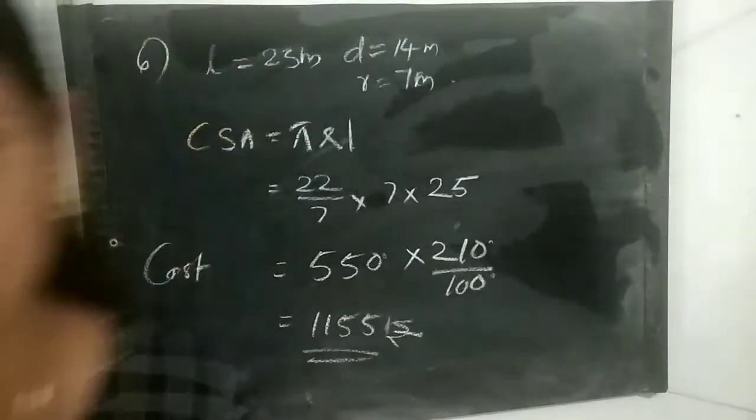Our seventh question is: a joker's cap is in the form of a right circular cone. Joker's cap, of the base radius given, and the height is 24. That is, H and R are given. From this you have to find L. What is L?